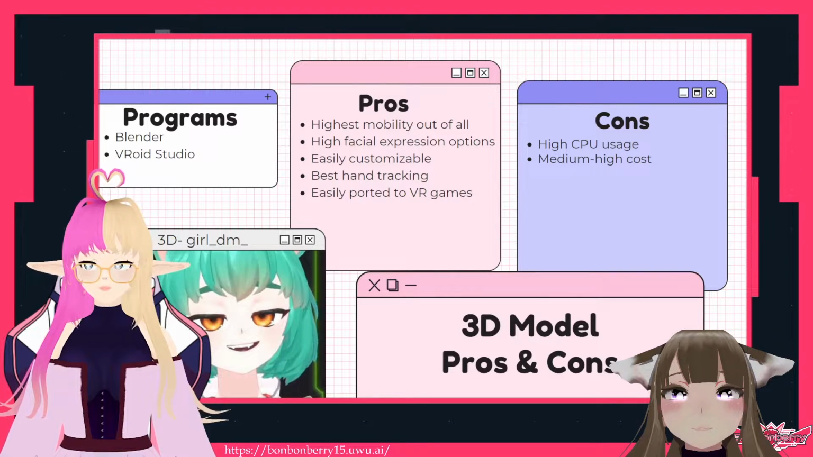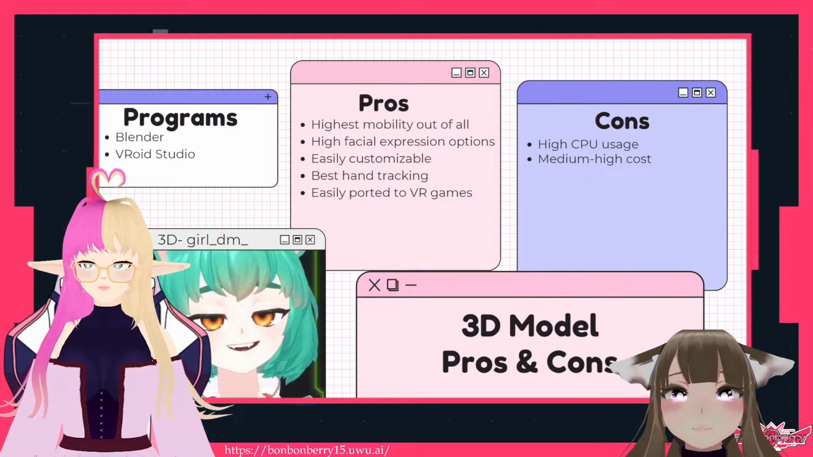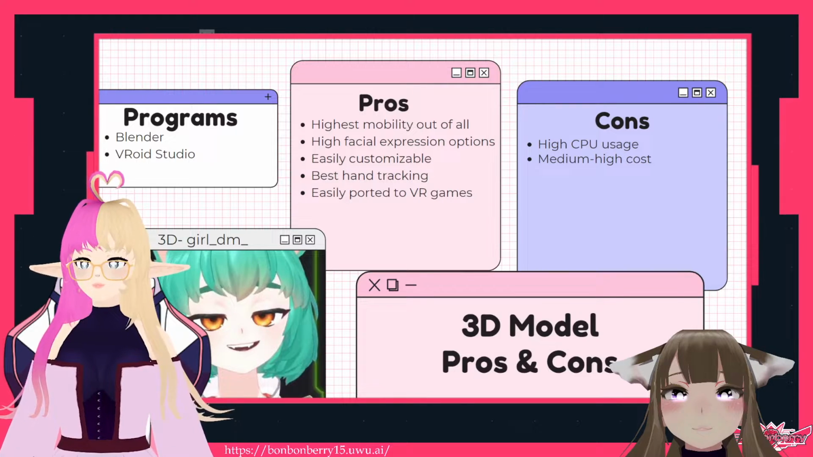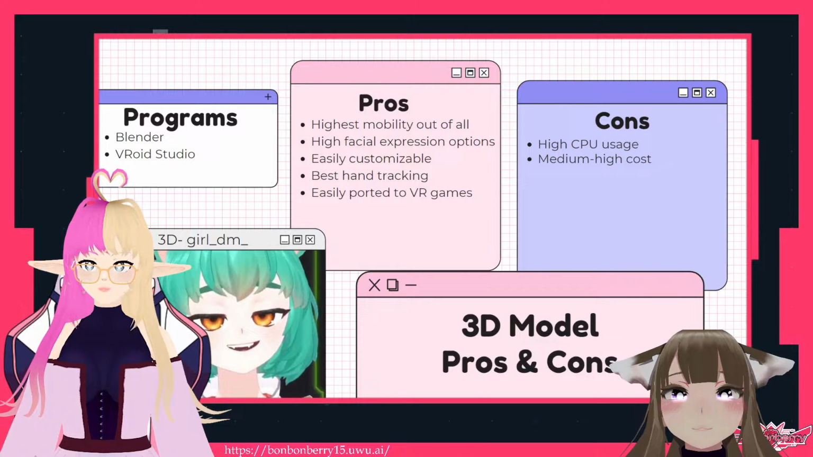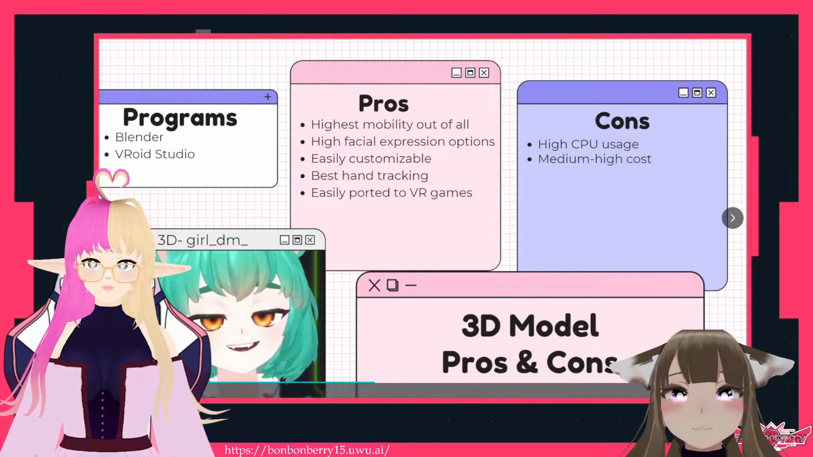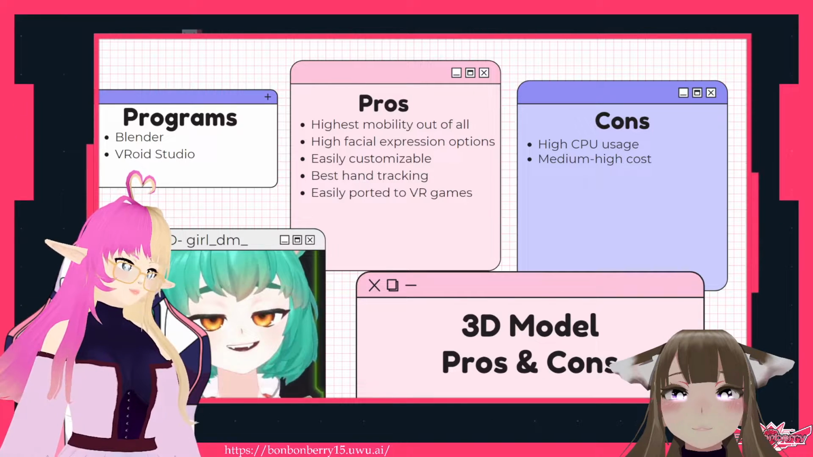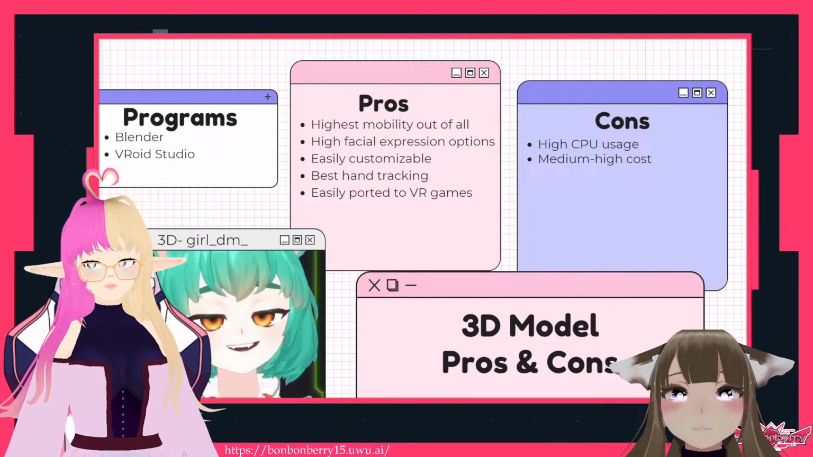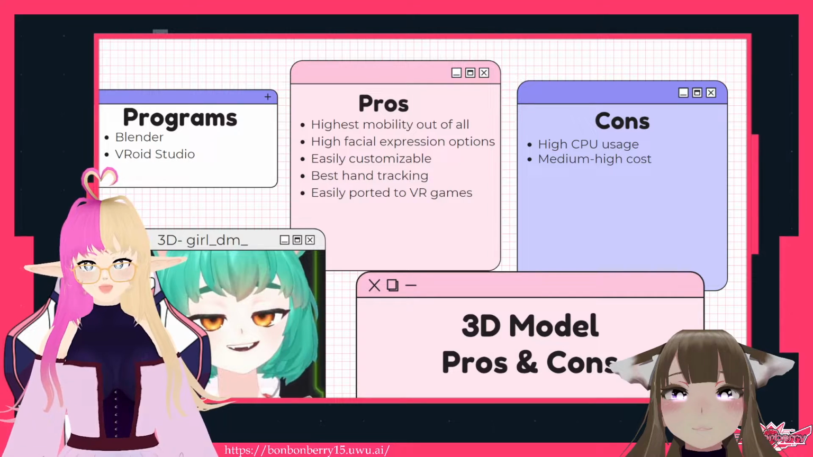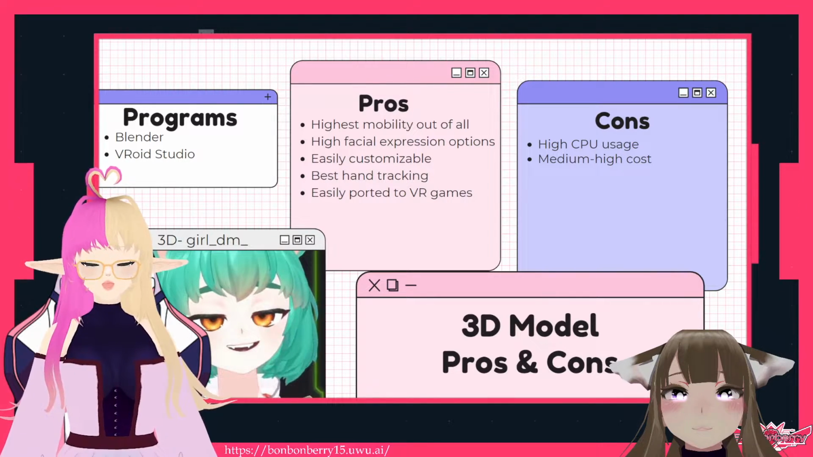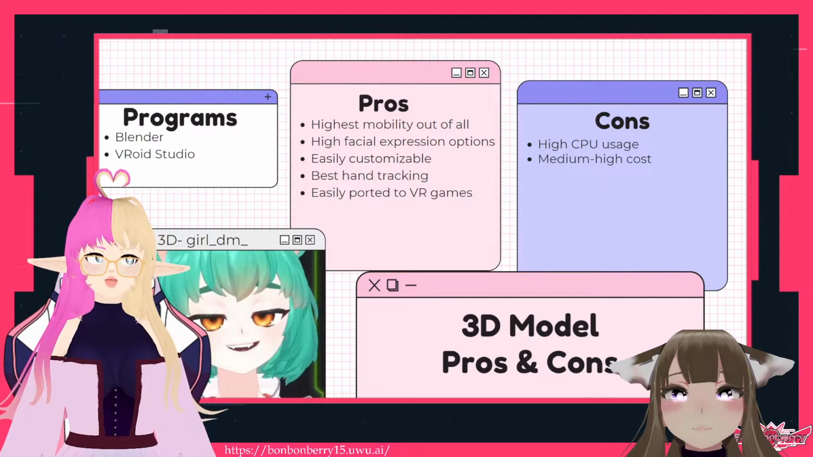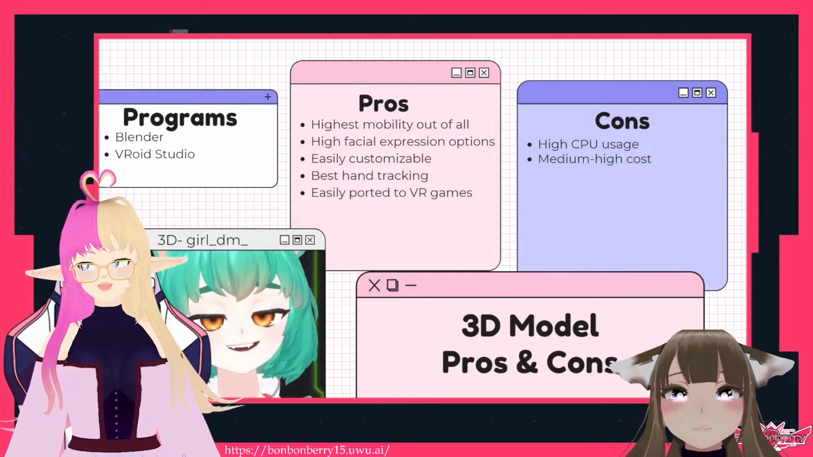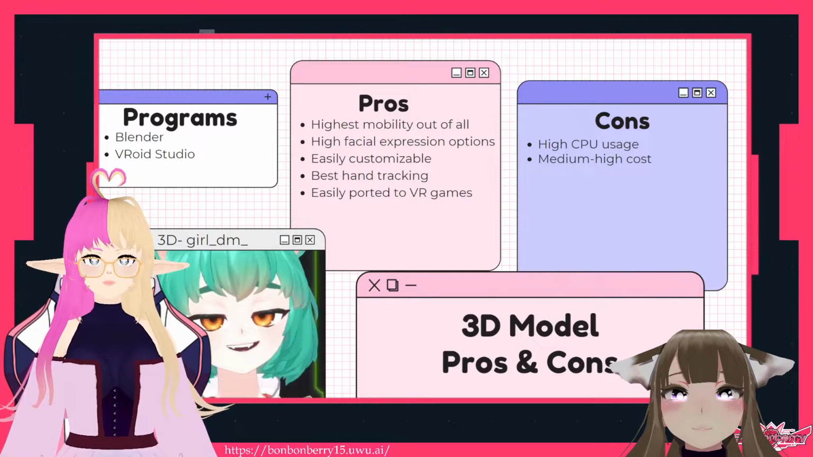Some of the cons consist of high CPU usage and medium to high cost. Once again, it is a very complex model. It will cost a good chunk of change and stuff like that, especially if it's all custom made. Oh yeah, definitely. For example, the picture is a girl, DM. Her model is fully made in Blender and Unity and stuff, and that's like thrice the price of my normal commissions because I simply use Vtuber Studio. Oh yeah.